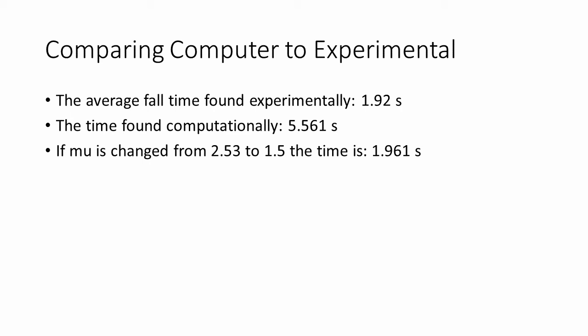The result was 5.561 seconds, which when you compare to the values I found experimentally is much greater, because my average value was 1.92 seconds. So there's a big discrepancy there. The only thing I could think of was that I'd incorrectly calculated my mu value. If you reduce the mu value from 2.53 to 1.5, that's a lot closer to what we see in real life. So maybe in actuality, the value of mu for this magnet is closer to 1.5.